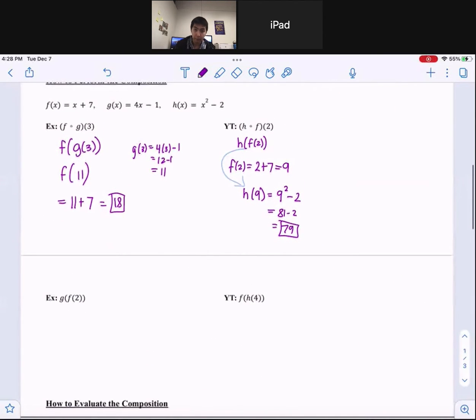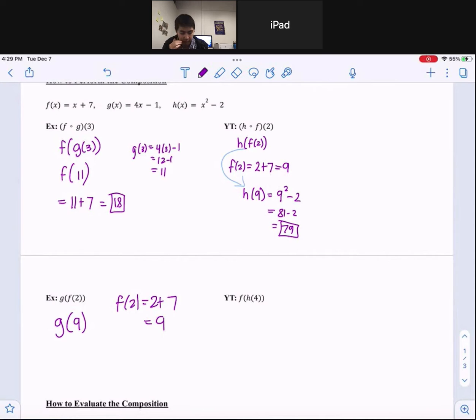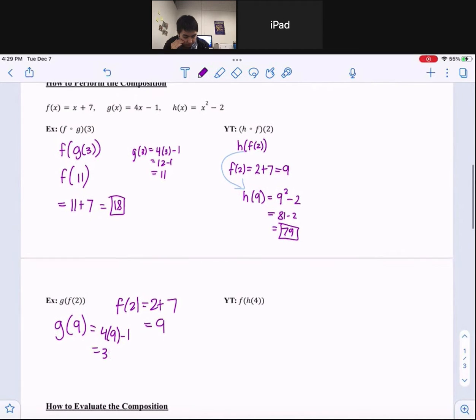Okay, so we have these. Now, g of f of 2, you guys, so let's solve for f of 2 first. Plugging in 2 into this function, we're going to have 2 plus 7, and we get 9. Now, f of 2, you guys, is g of 9. So if you plug in 9 into the g function now, then we can find our answer. So we're going to get 4 times 9 minus 1, 36 minus 1, which is 35.